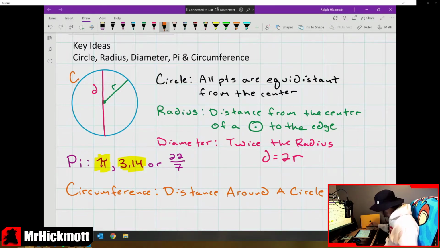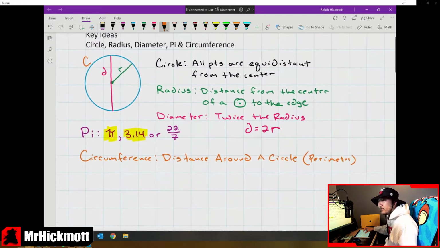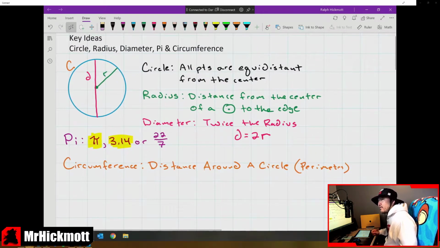Okay, it's a distance around a circle. Let me move that so you can see the whole thing. Okay, so think of that as the perimeter. So these are the key ideas. All right, nothing more you really need to know other than these.